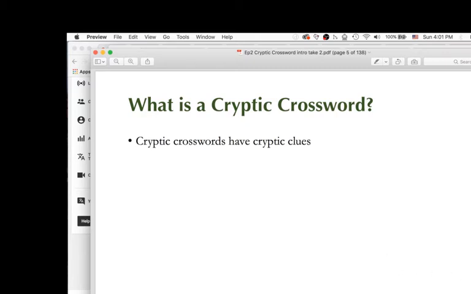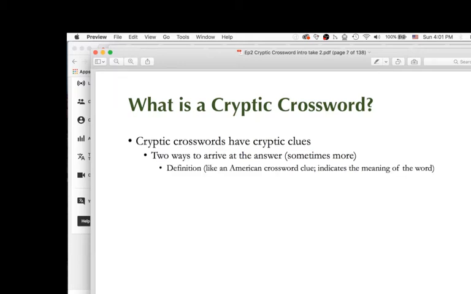The important aspect of a cryptic crossword is that it has cryptic clues. And this is the chief difference between a cryptic crossword and, say, the crosswords that you will see on weekdays in the New York Times and other outlets. A cryptic clue means that there are two ways to arrive at the answer. Sometimes more, particularly in some British clues, but usually two. There's a definition, which is like an American crossword clue. It usually indicates the meaning of the word. And wordplay, which indicates the letters or sounds that make up that word.